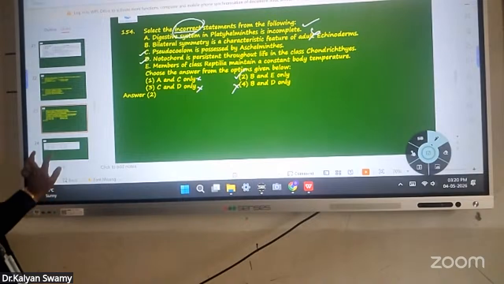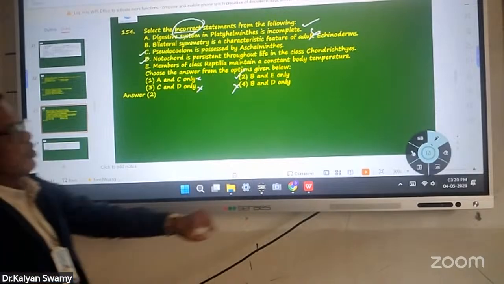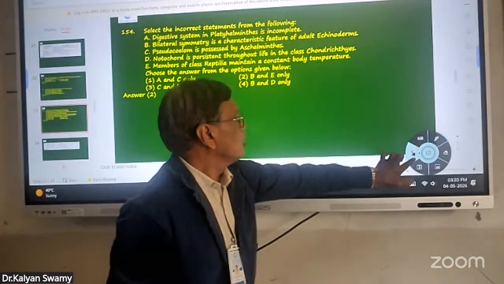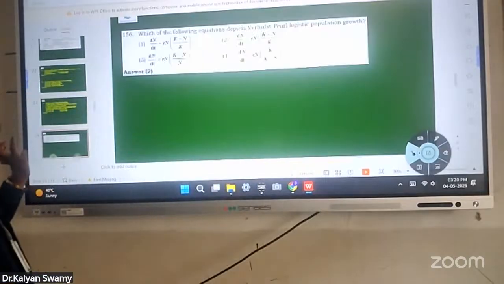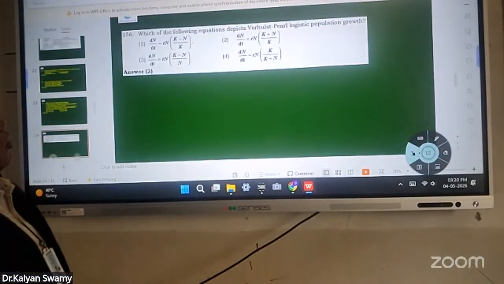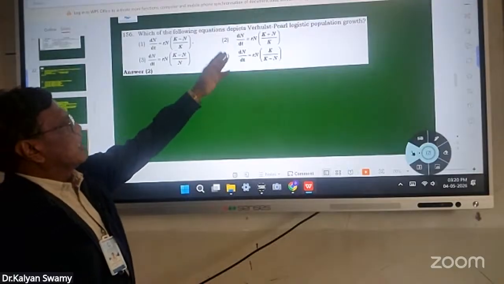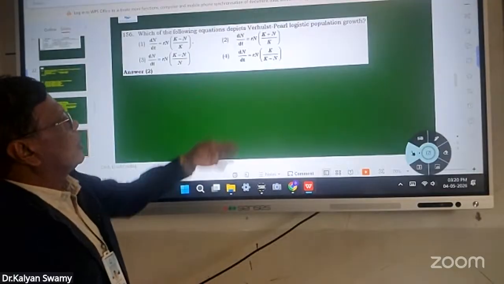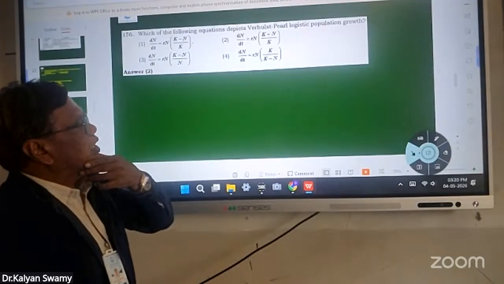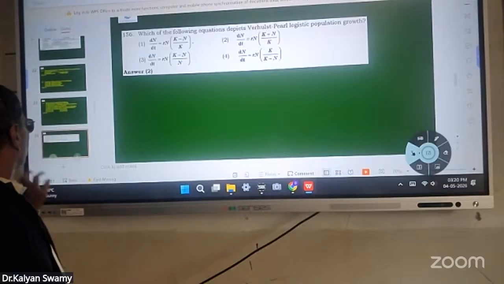Then this is a direct formula with regard to exponential growth or logistic growth. No need of discussing this. dN/dt equals rN, and the logistic one is rN times (K minus N) by K. It is a direct formula.